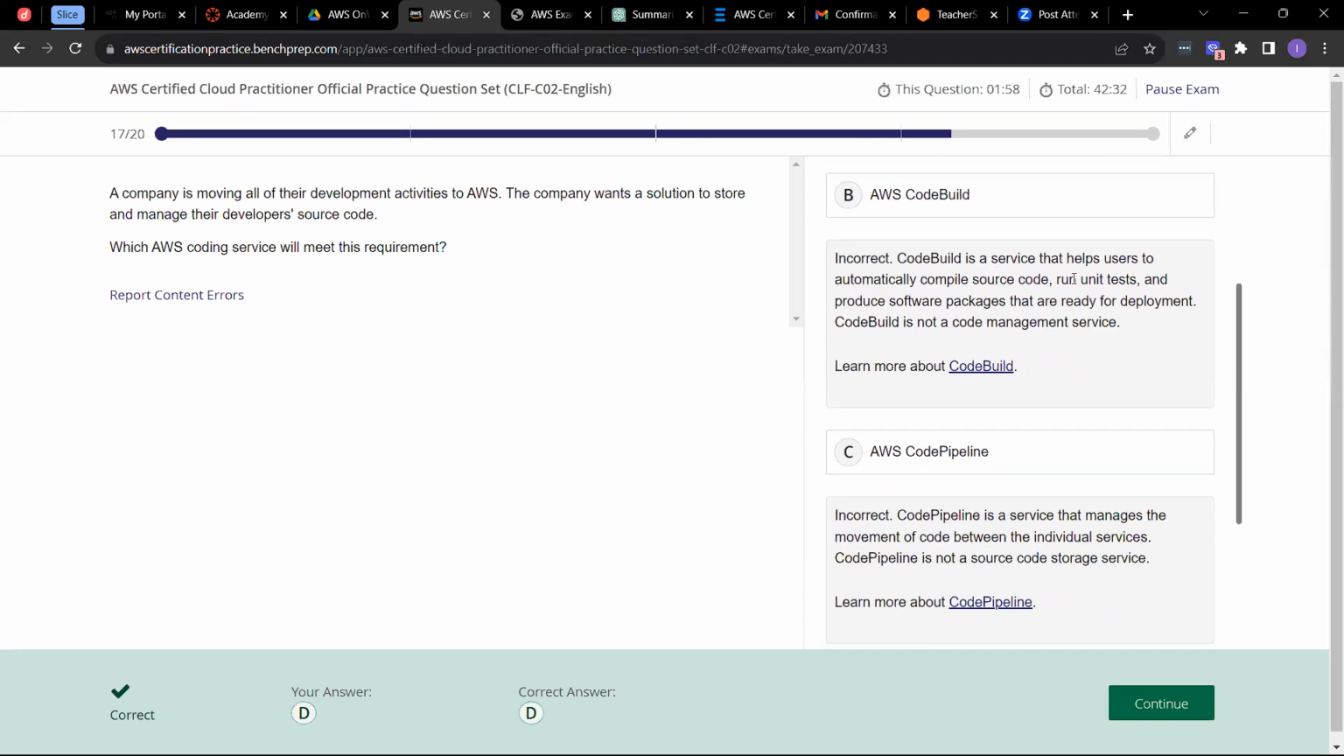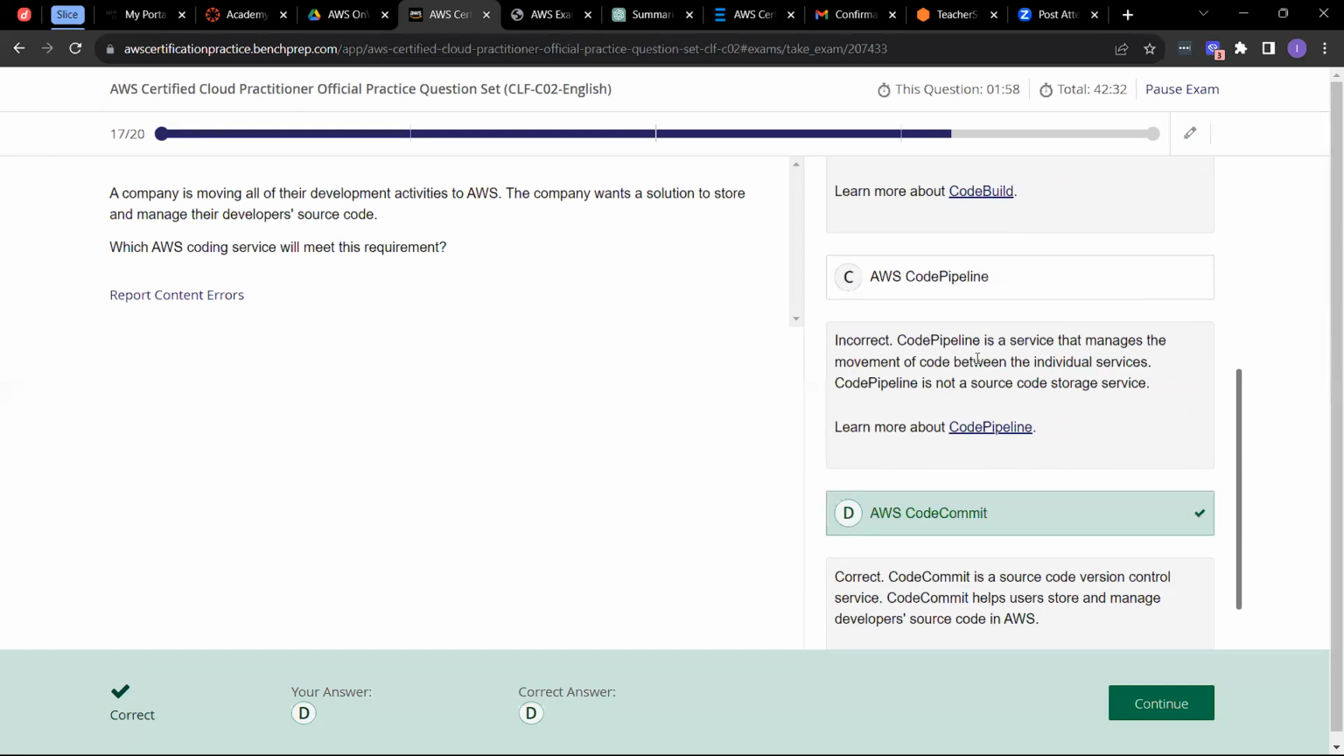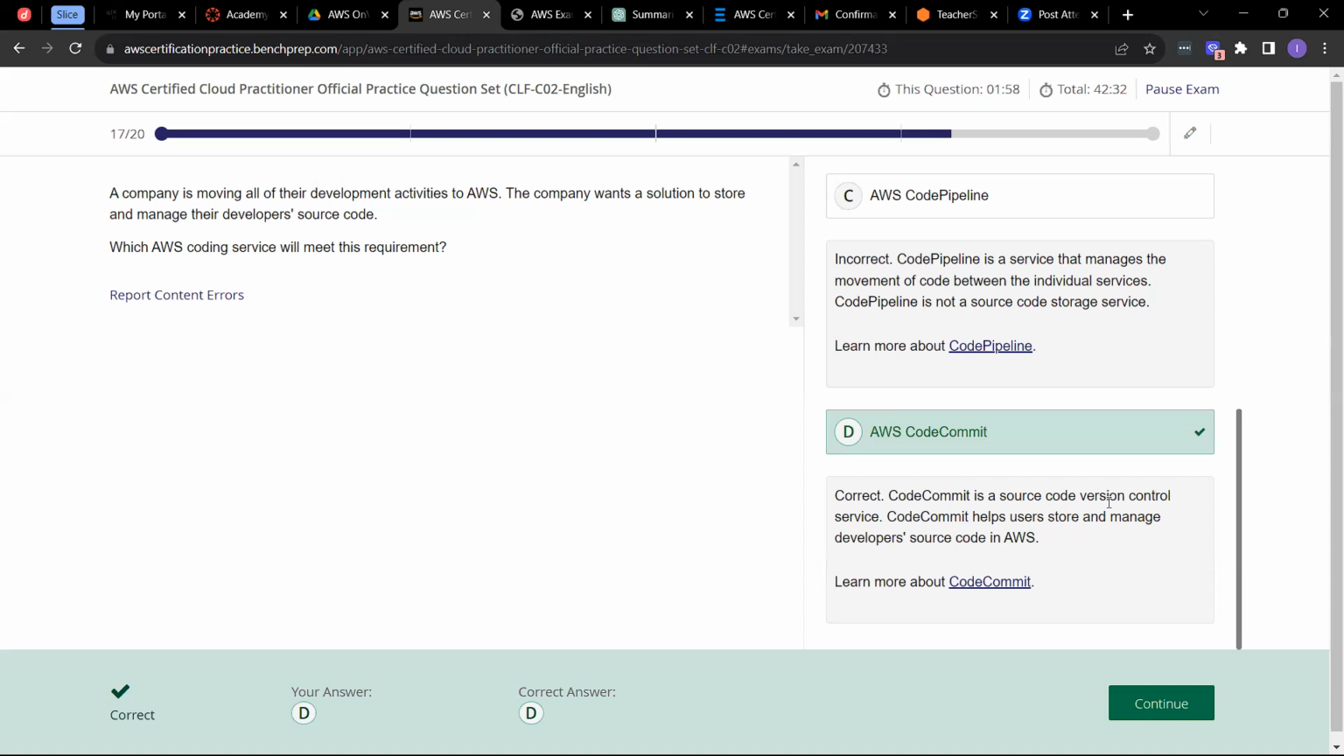And then CodeBuild is a service that helps users to automatically compile source code, run unit tests, and produce software packages that are ready for deployment. And then CodePipeline is a service that manages the movement of code between the individual services. So it manages movement. And then CodeCommit is a source code version control service. It helps users to store and manage developer source code.